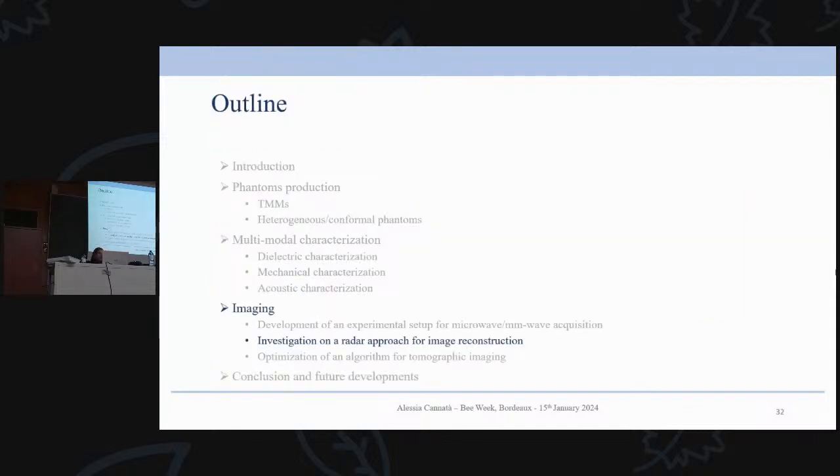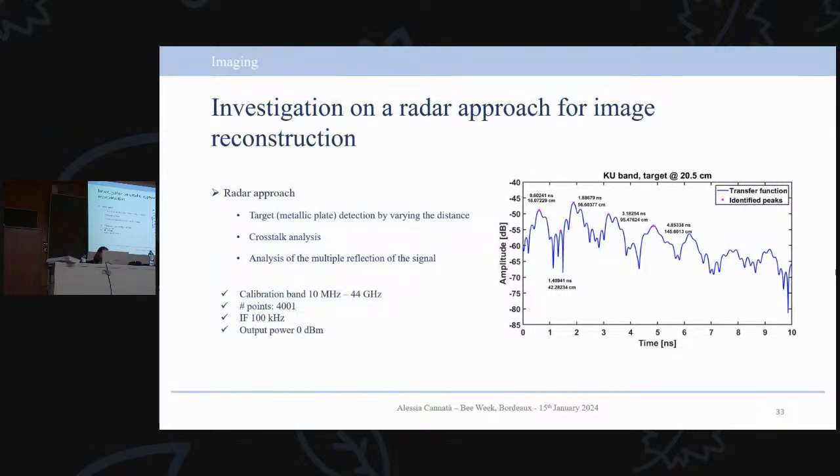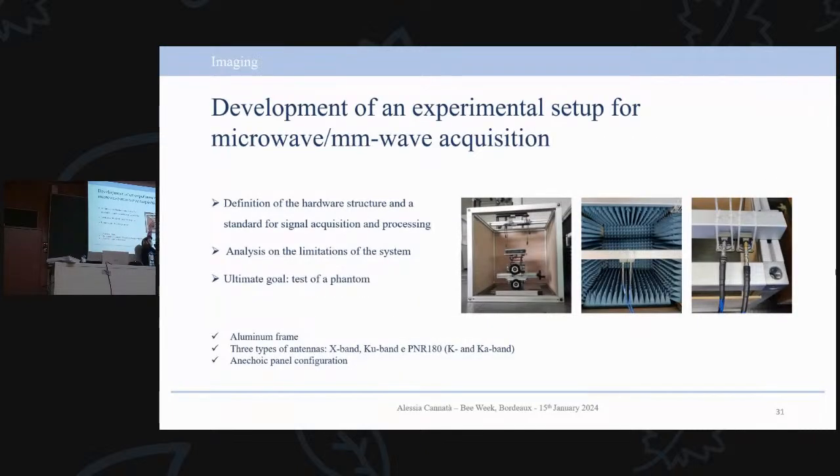Then we wanted to investigate a radar approach for image reconstruction with this structure. As I told you before, in a radar approach, we want to retrieve the presence and the position of something. So we use a target, which was a metallic plate. We are working in the best case scenario because the metal causes very strong reflection, it is very visible at these frequencies. We try the metal here, here, here, and so on. We change the position of the metallic plate in order to see if it is visible.